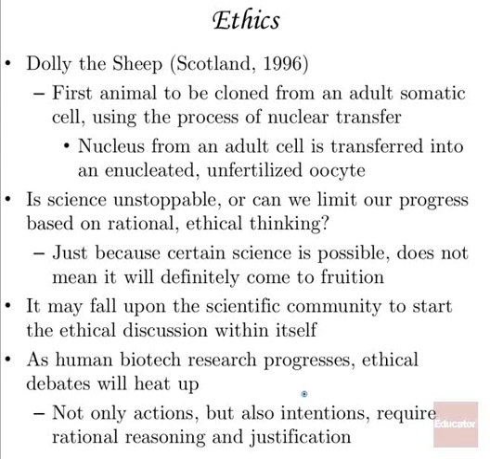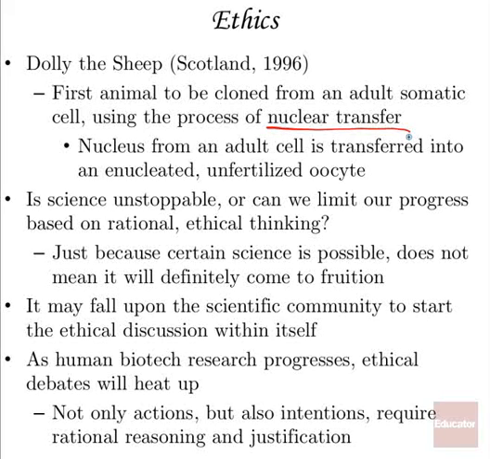So let's talk about a specific aspect, right? We'll bring up Dolly the sheep, if any of us remember that. Okay, this happened in 1996 in Scotland. Dolly was the first animal to be cloned from an adult somatic cell using the process of nuclear transfer.